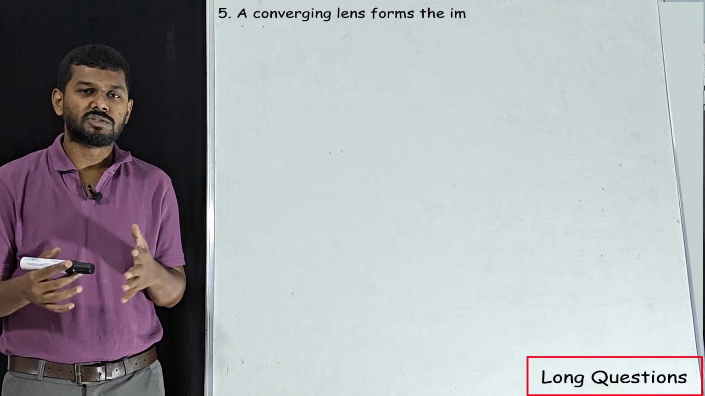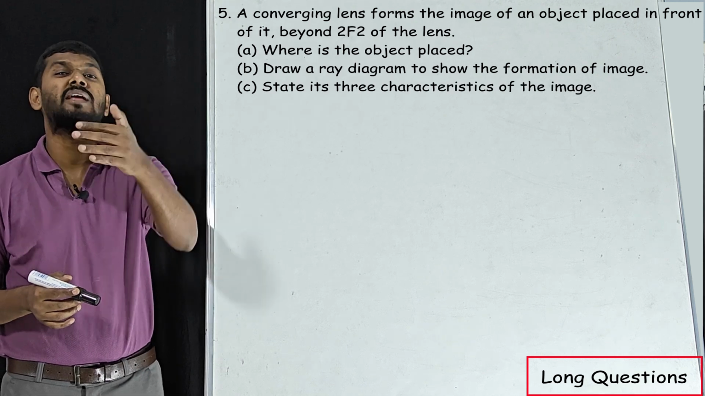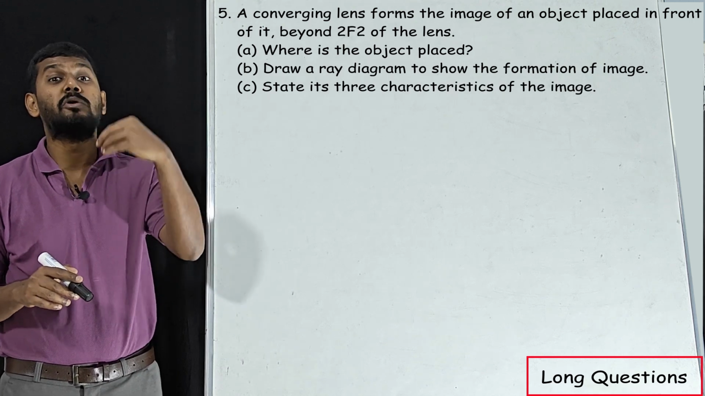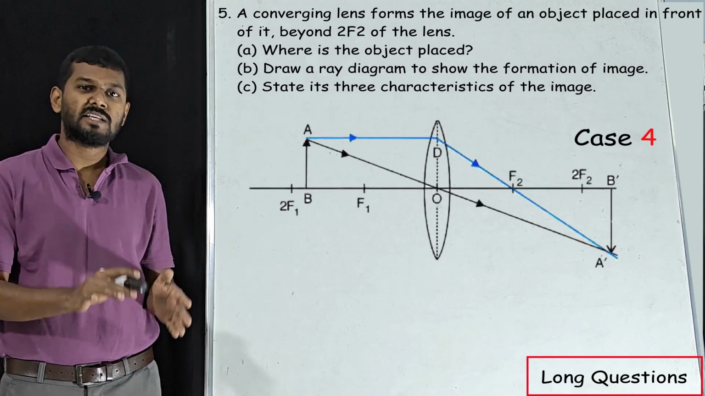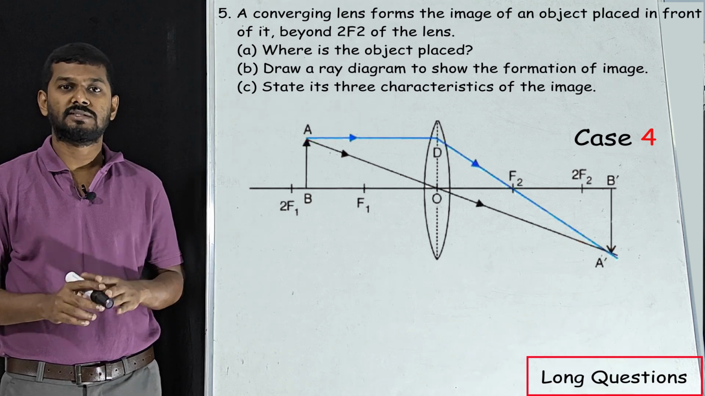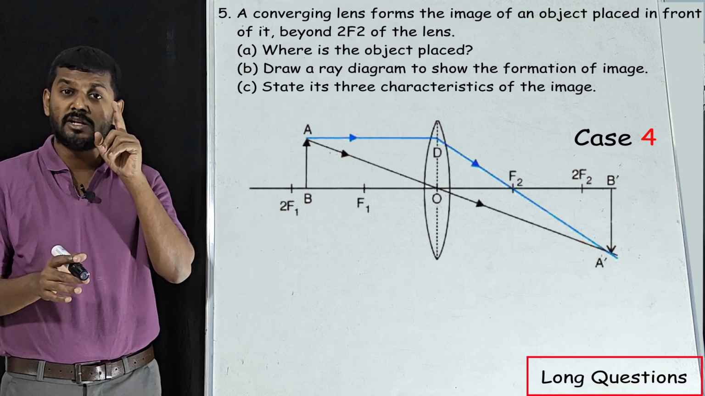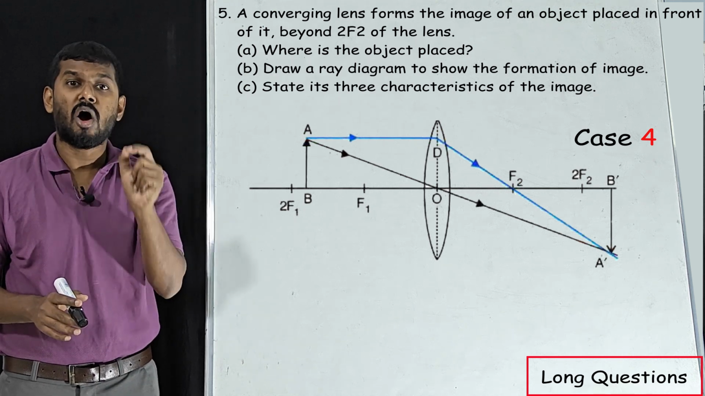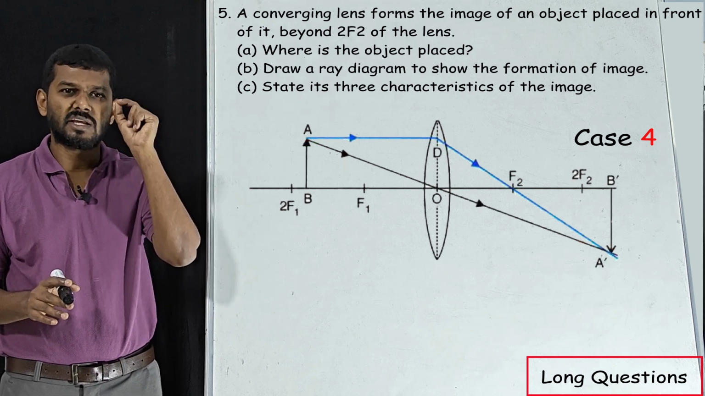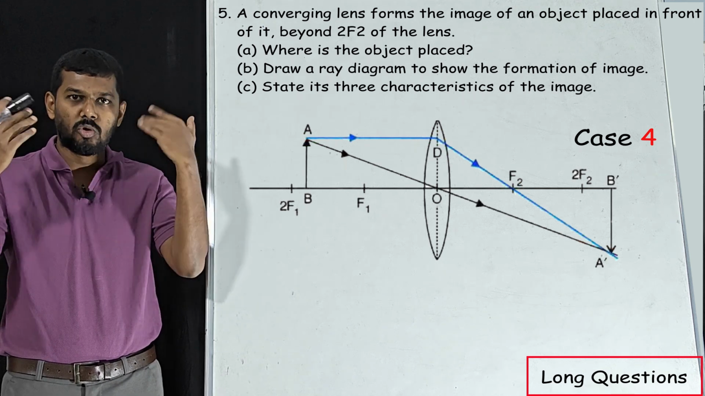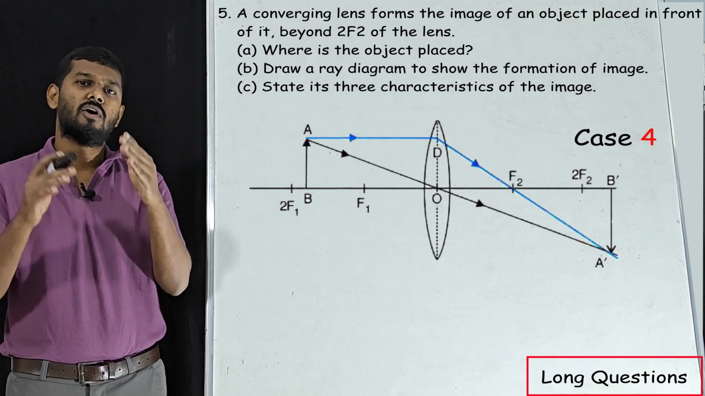This is what we have learnt in the concept video, and there is no change. Our next question: here the position of the object is not mentioned. Instead, the position of the image is mentioned. The position of the image is beyond 2f2. In which case are we going to get that? That is nothing but case 4 of convex lens. There is no change in the question, that's why we are going to skip it. If you have any doubt, when it comes to ray diagrams, you have to draw and practice. If you leave it like that, during the exam you will make some silly mistakes and lose marks. Even though you know the concept, why lose marks? So draw and practice. This is case 4 of convex lens.